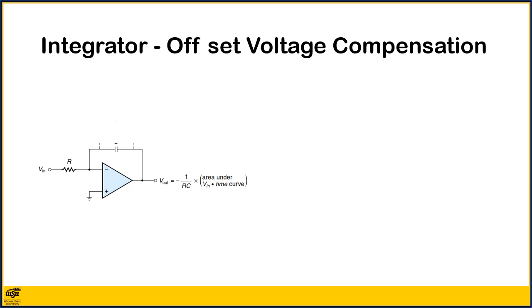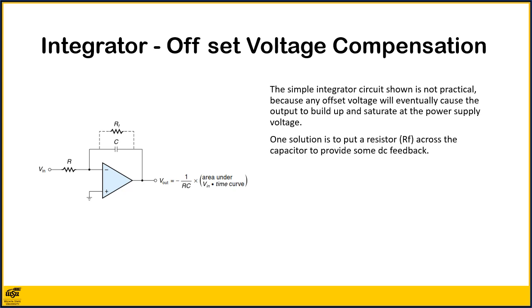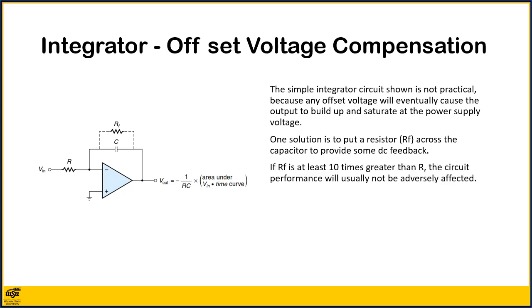The simple integrator circuit shown is not practical because any offset voltage, and there's always some, will eventually cause the output to build up and saturate at the power supply voltage. One solution is to put a resistor RF across the capacitor to draw some DC feedback. If the value of RF is at least 10 times greater than R, the circuit performance will usually not be adversely affected.